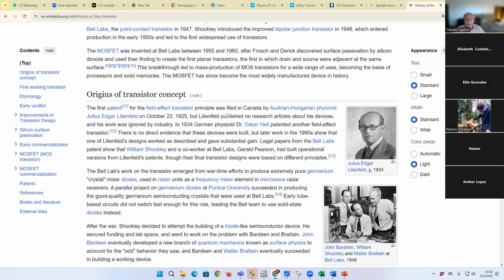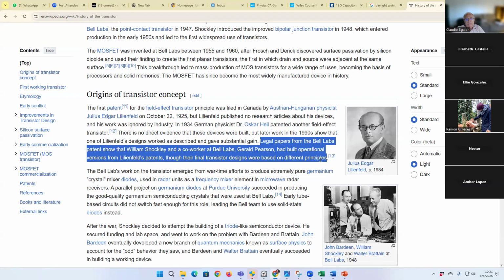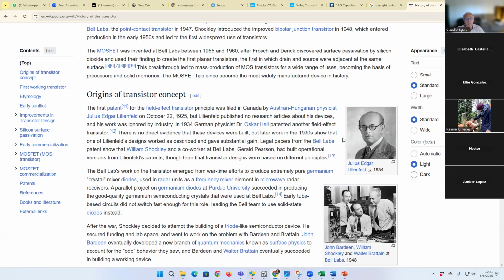Okay, for some reason the Nobel Prize Committee, most likely, if Lilienfeld was alive, he would have sued the Nobel Prize Committee. They are talking about legal papers from Bell Labs. And when you file a lawsuit, you have to disclose everything. If there is no lawsuit, Bell Labs was not going to disclose those.